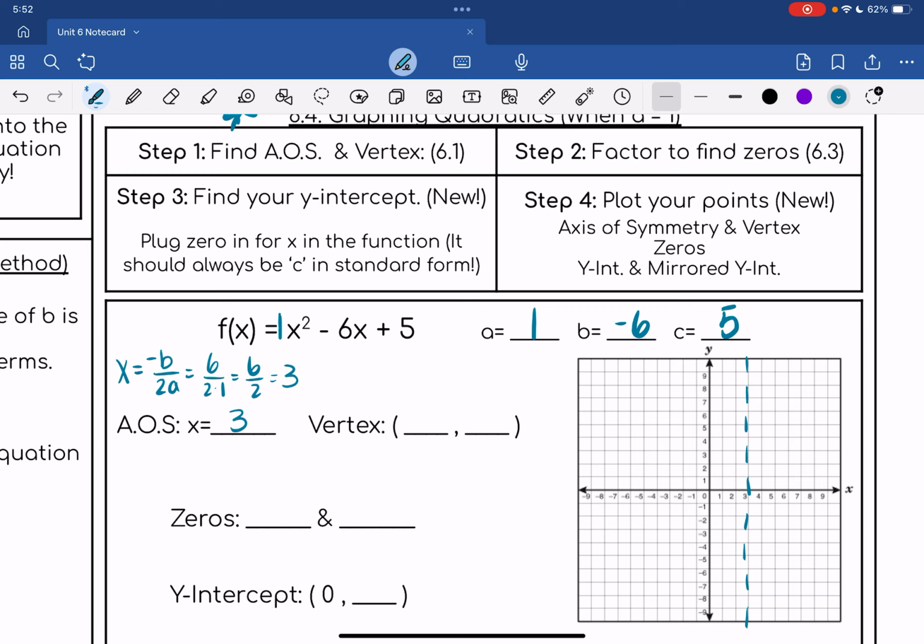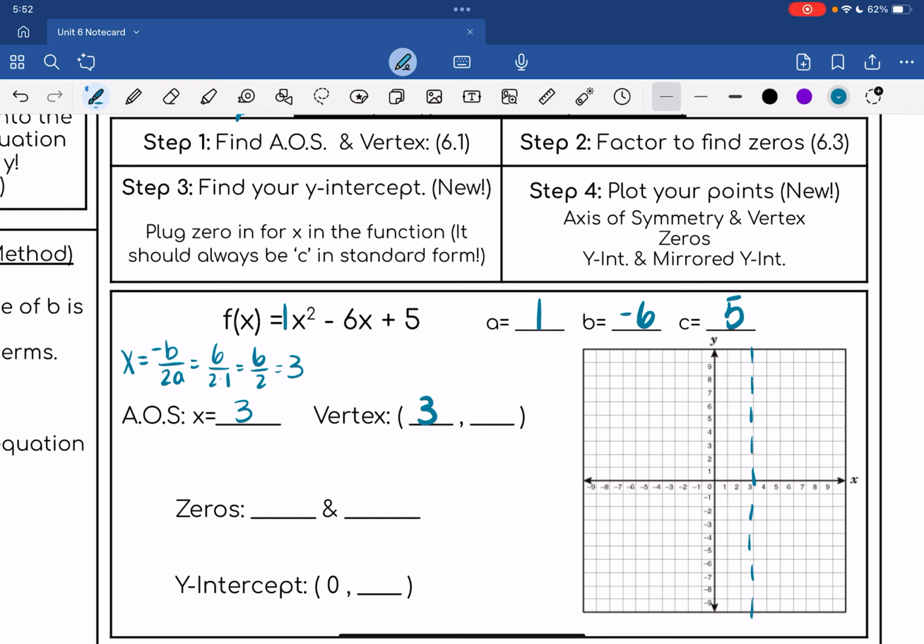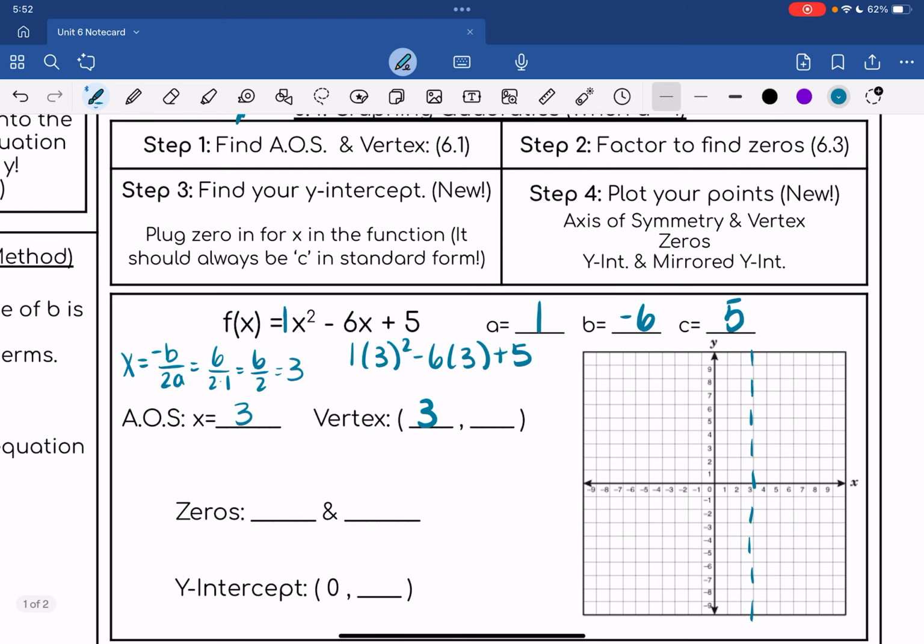Okay, then find my vertex. My x value is 3. I already know that. I'm going to be plugging in that 3 for x. So it's going to be 1 times 3 squared minus 6 times 3 plus 5. 3 squared is 9. 1 times 9 is 9. Minus 18 plus 5. 9 minus 18 is negative 9. Negative 9 plus 5 is negative 4. So I get a point at 3, negative 4. Okay, so that is 6.1, finding our axis of symmetry and vertex.